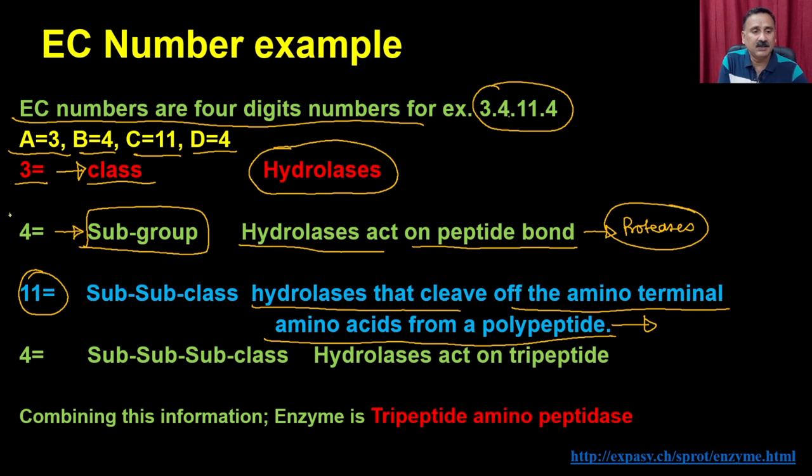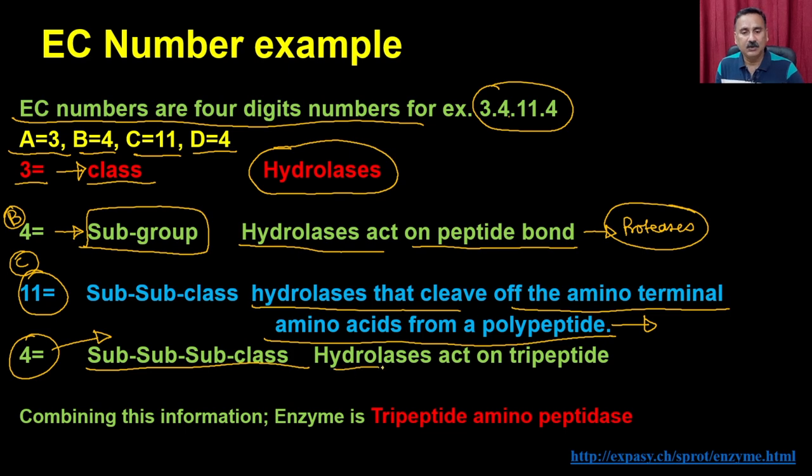So what you see here is from the B and from the C, we are getting the information about the type of reaction it is catalyzing. First, it is a hydrolysis which acts on the peptide bond. The second is that it is going to work from the amino terminal side of the substrate. And then the number 4 is going to give you the information about the subclass, and that is the hydrolase which acts on the tripeptide. So this gives you the information about the substrate.